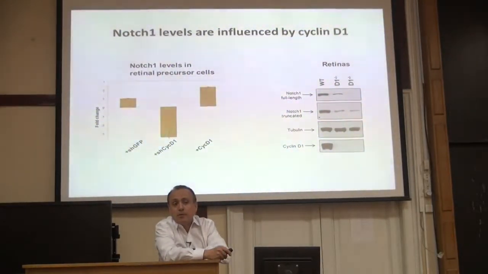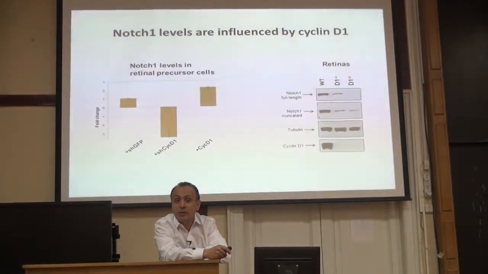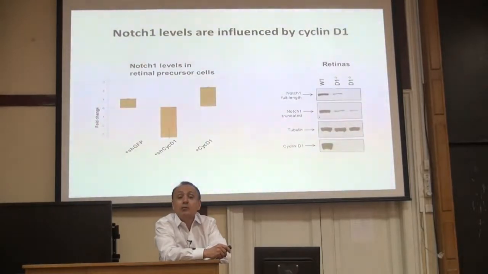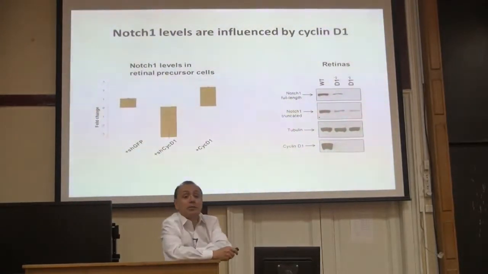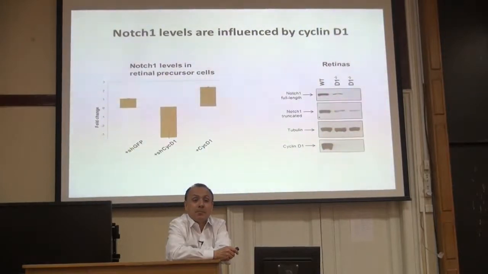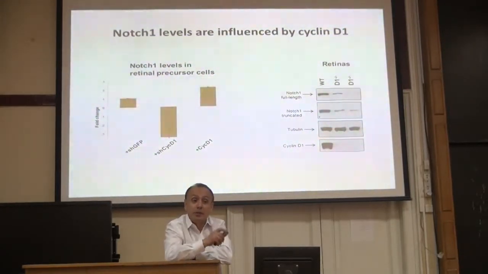Right. Now, I agree. This is correlation. This is consistent. It makes perfect sense. It could explain, but it's not the final proof. And how can you actually show that this phenotype is really responsible for the cyclin D1 knockout phenotype? That this is not, as you say, two independent things?